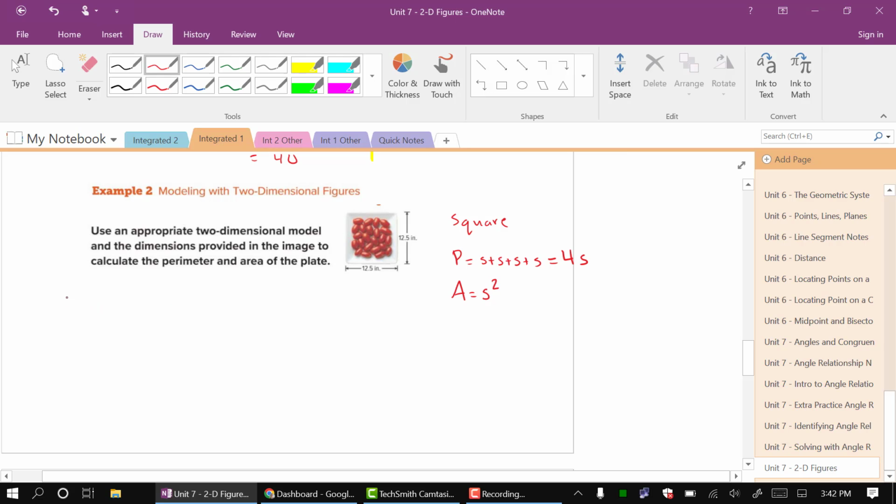So again, our sides are 12.5, so perimeter is going to be 4 times 12.5 inches. And when we multiply 4 times 12.5, we get 50 inches. For the area, it's going to be 12.5 squared. When I put that in, that's going to give me 156.3 inches. Inches times inches is inches squared. So our area is going to be 156.3 inches squared, and our perimeter is going to be 50 inches.